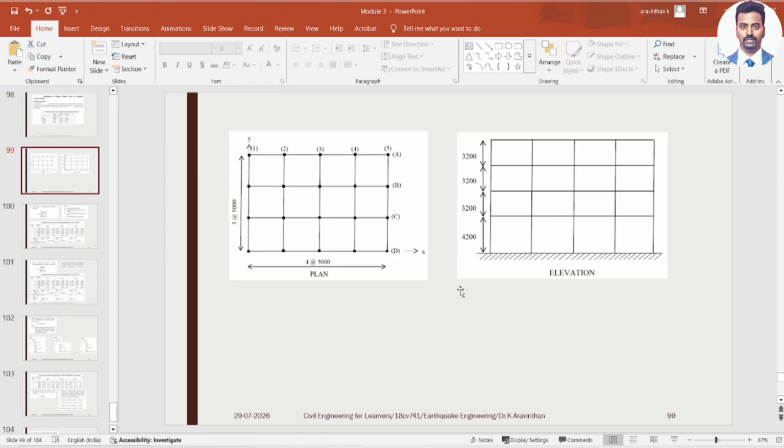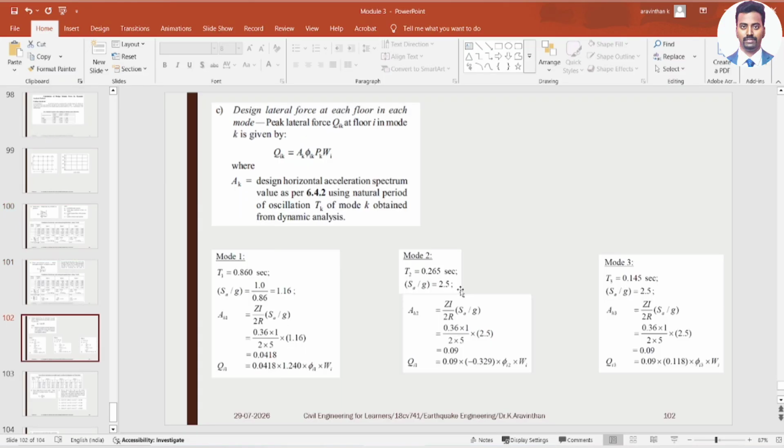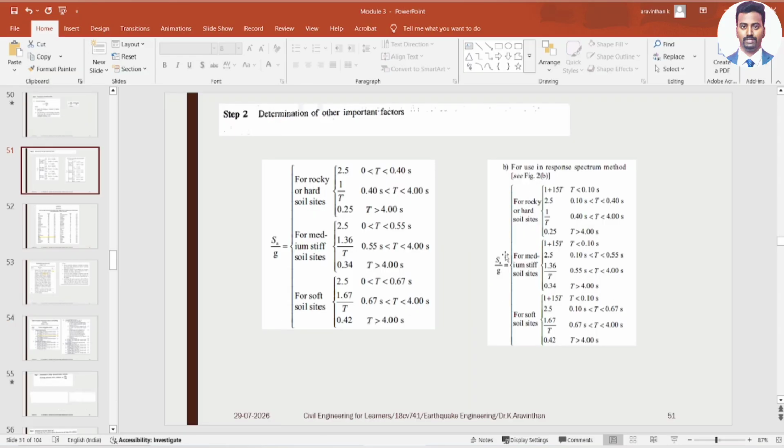And this problem also we have solved, which you can find in this playlist. And here you can see this is the time period. For this time period, SA by G they have taken is 1 by 0.86. So what do you mean by 1 by 0.86? For time period 0.86, this is the SA by G for response spectrum method, which is given in IS 1893, and this is for equivalent static load. So our time period is 0.86.